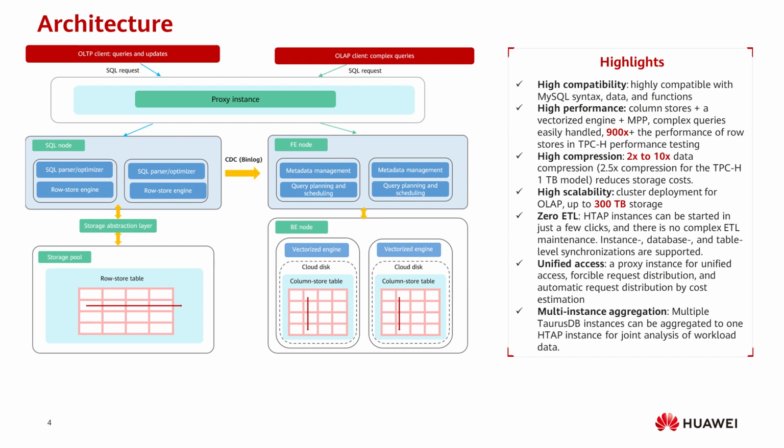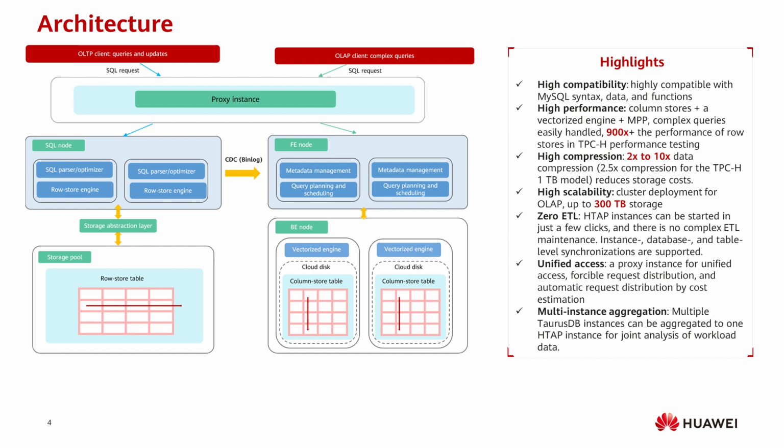A standard HTAP instance consists of front-end FE and back-end BE nodes. The FE nodes manage metadata, manage client connections, and plan and schedule queries. Each FE node stores and maintains a complete metadata backup in the memory to ensure data consistency between FE nodes. The BE nodes are for data storage and SQL computing. This architecture has the following highlights.